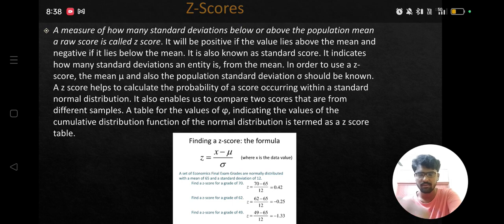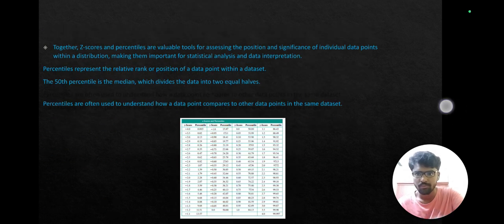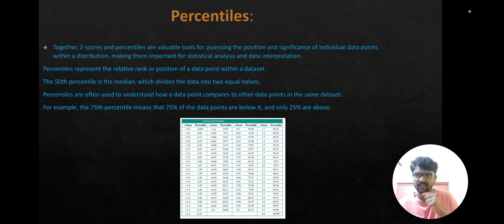Now let us dive deeper. Percentiles. Together, z-scores and percentiles are valuable tools for assessing the position and significance of individual data points within a distribution, making them important for statistical analysis and data interpretation.